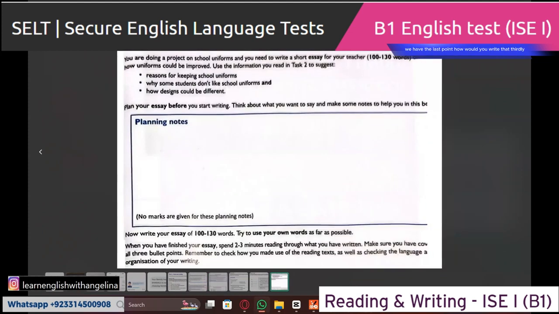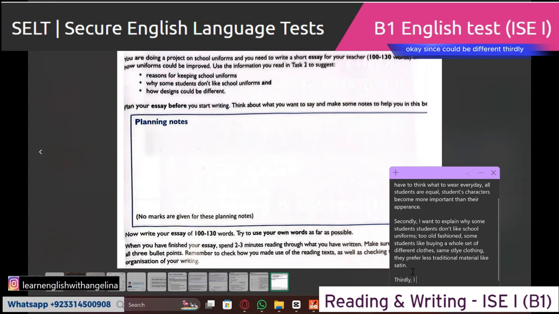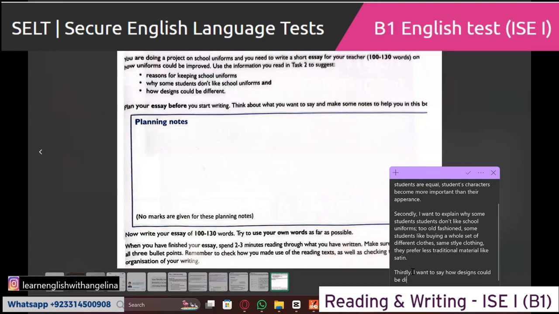Moving further, we have the last point. How would you write that? Thirdly, designs could be different. I want to say how designs could be different. I want to explain how designs could be different.